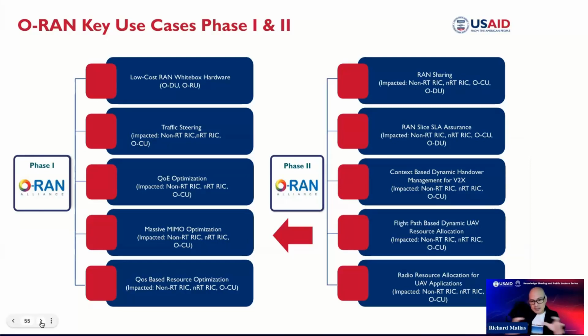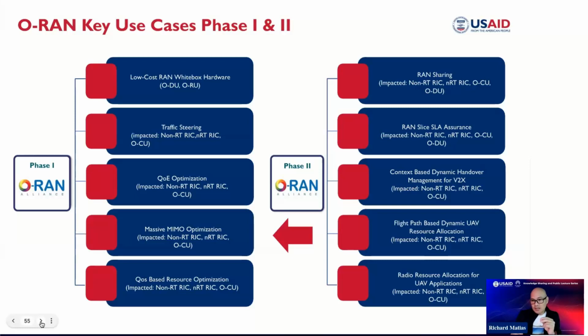So you will try to balance the traffic from one cell site to another cell site. There is what we call the quality of experience optimization. And we have this massive MIMO optimization. So how Open RAN uses artificial intelligence and machine learning techniques to balance or optimize the massive MIMO. And of course, the quality of service-based resource optimization, in which you are balancing the resources for each user using artificial intelligence and machine learning techniques.